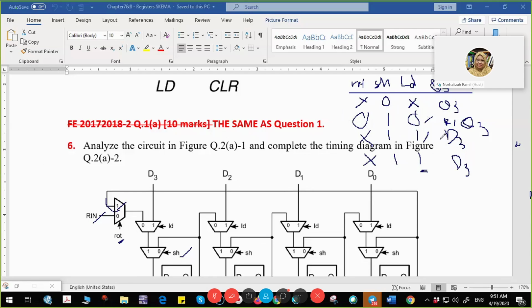Oh, there is one more case to add. The other case is if your load is 0, your shift is 1, but the RH is 1. If shift is 1, it takes from here. Then load is 0, it takes from here. And if this is 1, it takes Q3. Here, it takes Q0. Do you see? Q0 and the rest are the same.